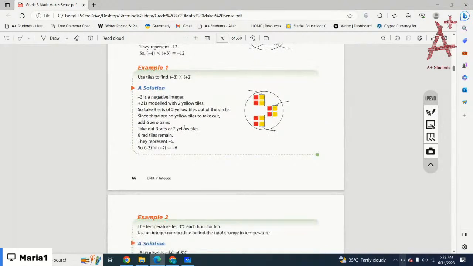Just look at example 1. Use tiles to find negative 3 times positive 2. So basically, negative 3 is a negative integer. Positive 2 is modeled with 2 yellow tiles because 2 is a positive number. So take 3 sets of 2 yellow tiles out of the circle. Since there are no yellow tiles to take out, add 6 zero pairs. Take out 3 sets of 2 yellow tiles. You are left with only 6 red tiles. That means the correct option is negative 6. Got it?